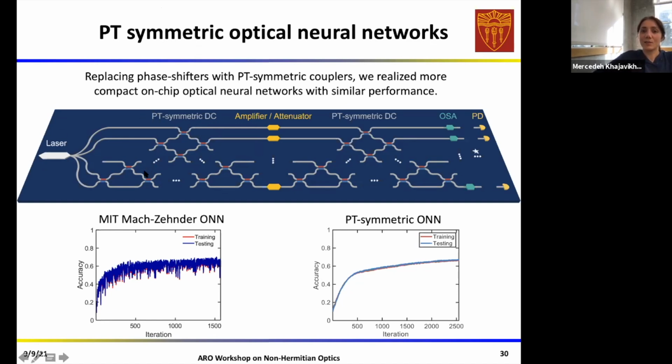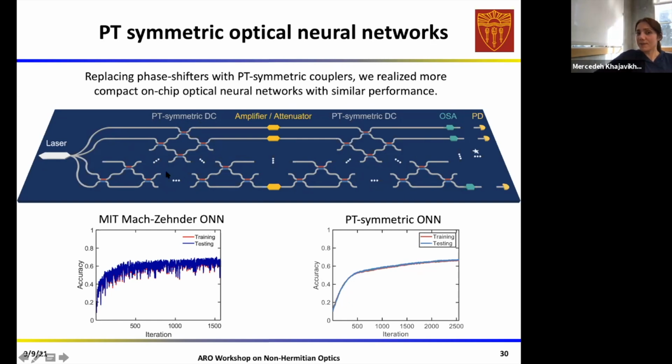This is not the generic case, this is the PT symmetric version, but in a generic optical neural network, what we have is a network of resonators and a network of couplers. These are all Hermitian couplers. Most of them are Mach-Zehnder couplers, or interferometers, with phases. And we have the same array here, and in between, we can implement that diagonal matrix that I talked about.